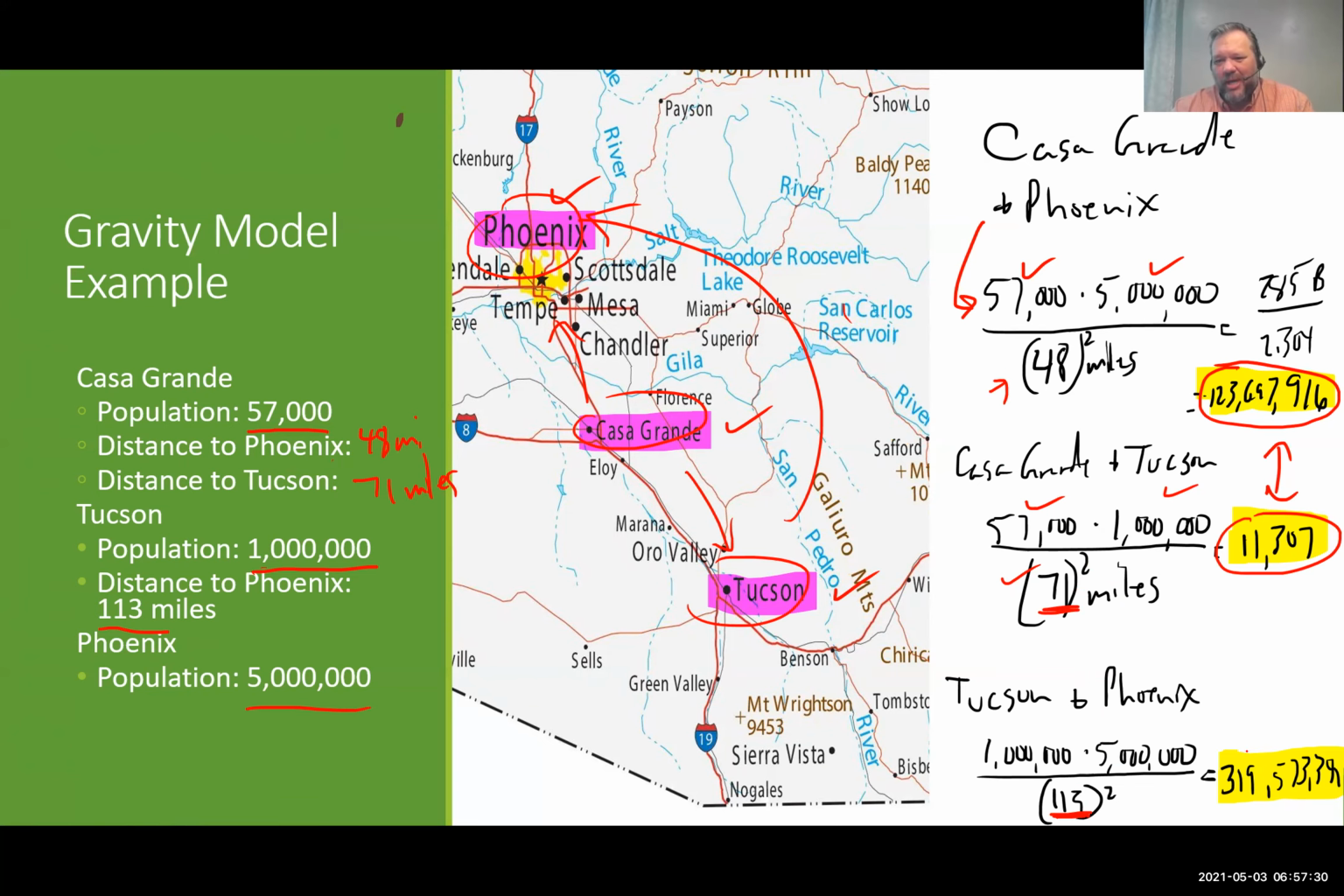And so when we do the math, you can see that this number calculates out much bigger, so 319 million. And so even though Tucson is farther away, these two cities are much, much bigger in population. And so the flow of people and other stuff that we talked about is going to be greatest between Tucson and Phoenix. All right. And if you sit back, it makes common sense. There's 1 million people here, 5 million in Phoenix. They're going to be interacting a lot more. This is a much smaller number, just population wise. But this is a significant difference between Casa Grande and Tucson versus Tucson and Phoenix.